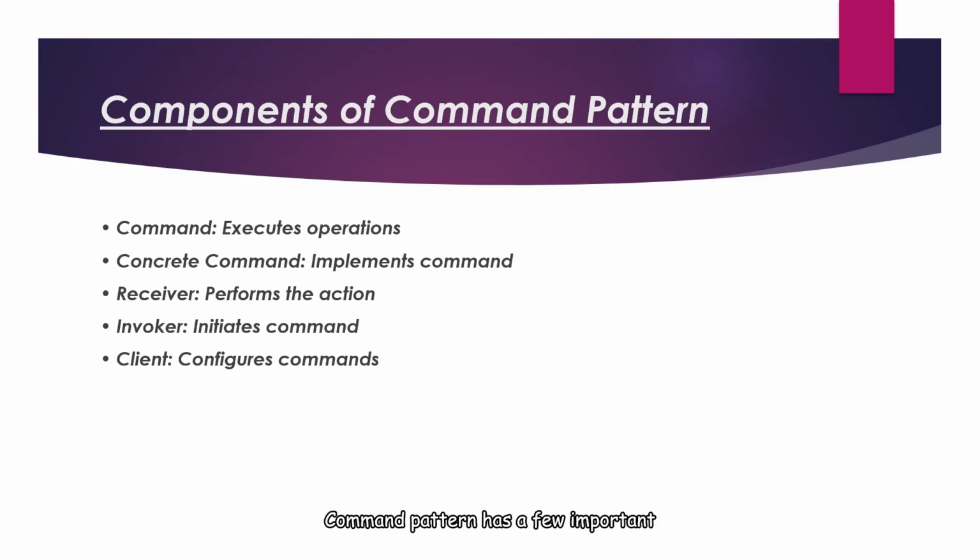The command pattern has a few important building blocks. First, there's the command interface, which defines an abstract method like execute. Then we have concrete command classes, where we implement specific actions like turn light on or turn light off. The receiver is the actual object that performs the action, like the light or fan. The invoker triggers the commands when needed without knowing the exact details. And finally, the client wires everything together. It knows which command to associate with which receiver.